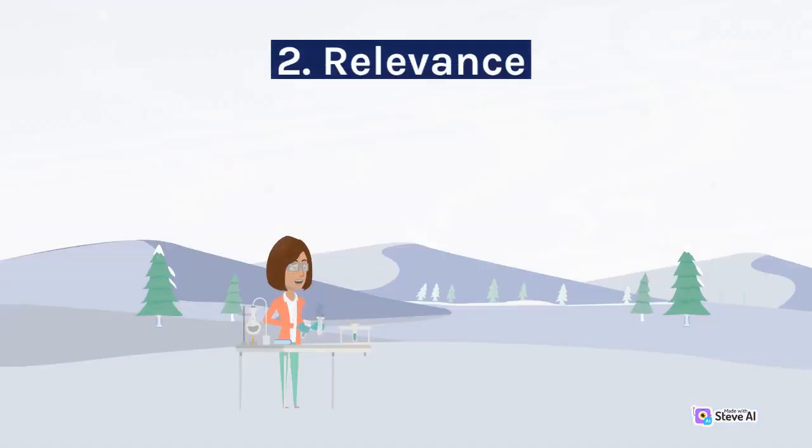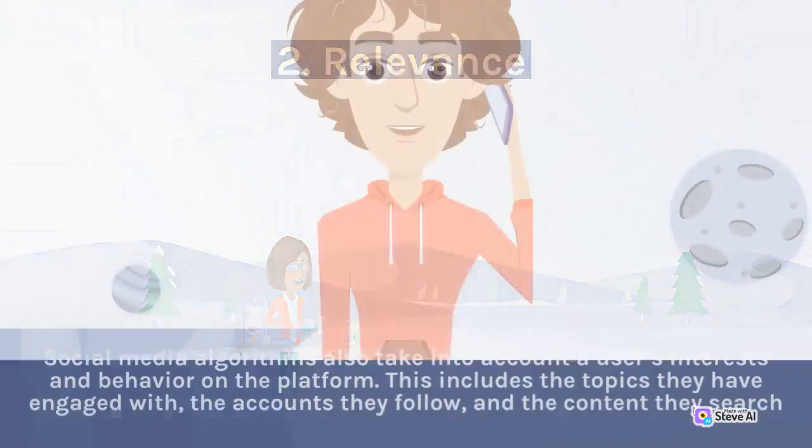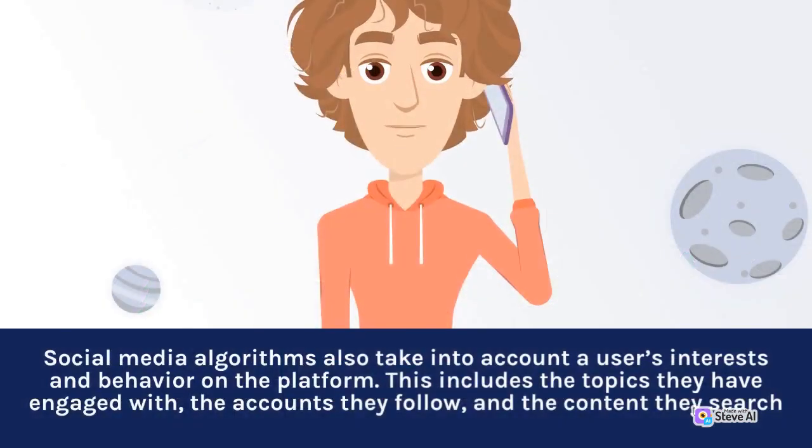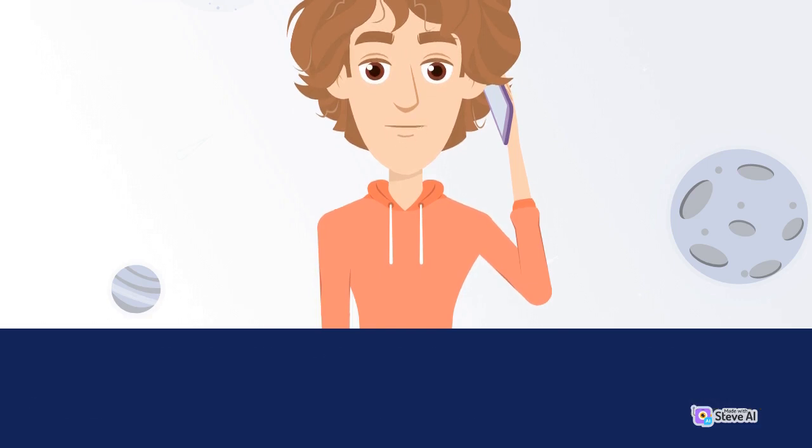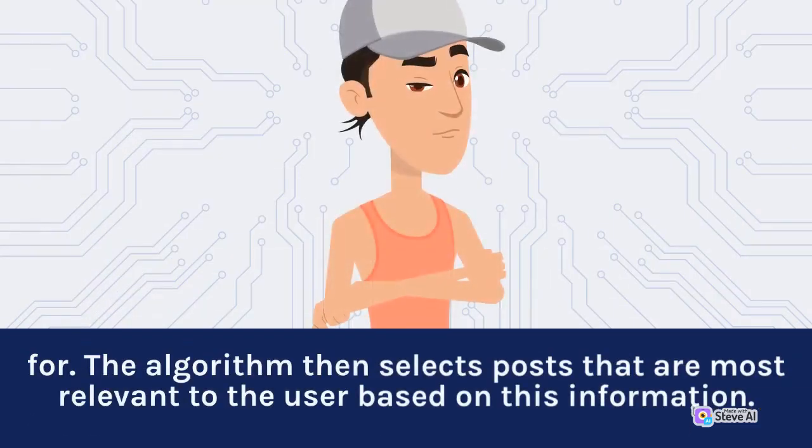2. Relevance. Social media algorithms also take into account a user's interests and behavior on the platform. This includes the topics they have engaged with, the accounts they follow, and the content they search. The algorithm then selects posts that are most relevant to the user based on this information.